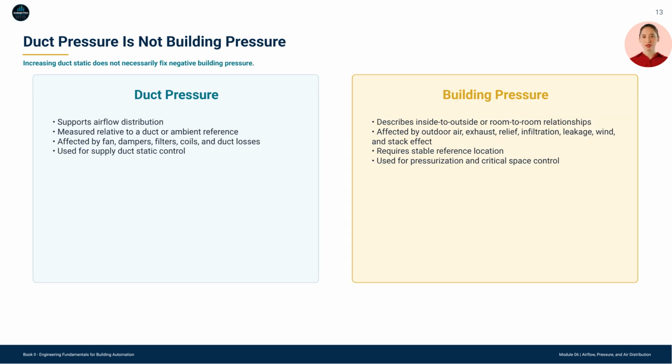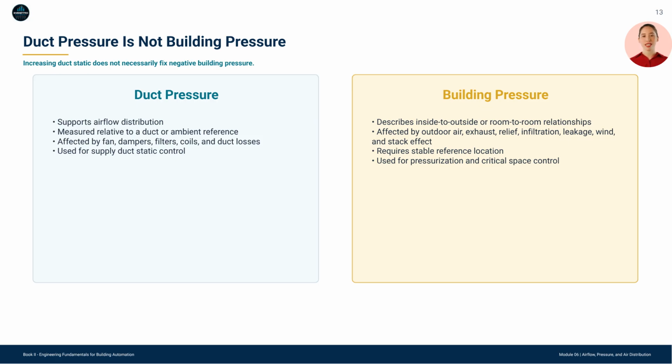Duct pressure and building pressure are different problems. Duct static pressure helps distribute air through the supply duct system. Building pressure describes how the building relates to outdoors or how one room relates to another room. Building pressure depends on outdoor air, return air, exhaust, relief, transfer air, leakage, wind, and stack effect.